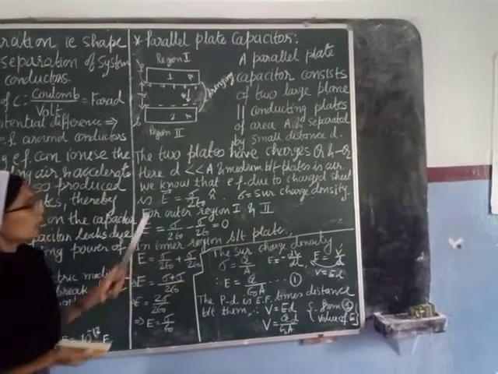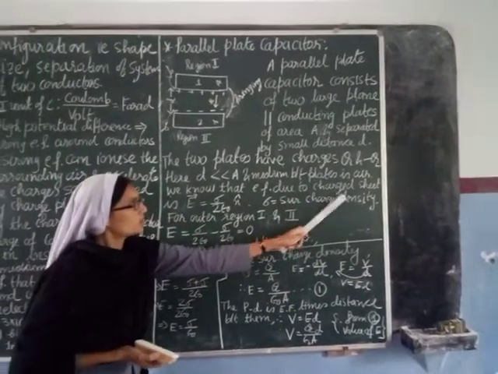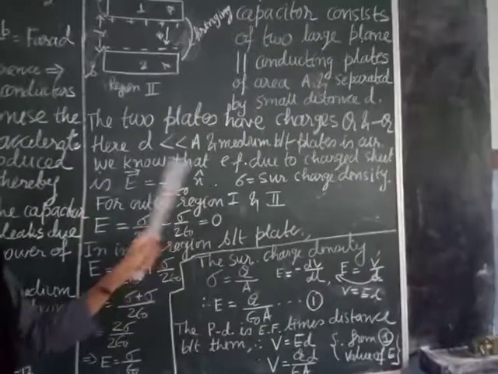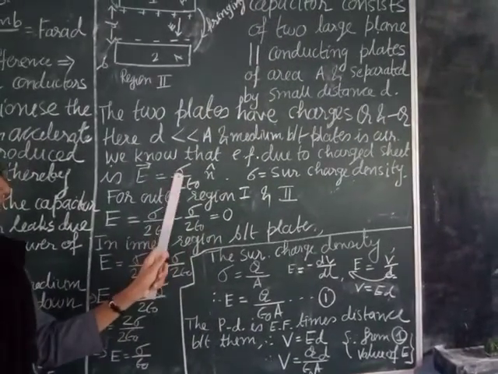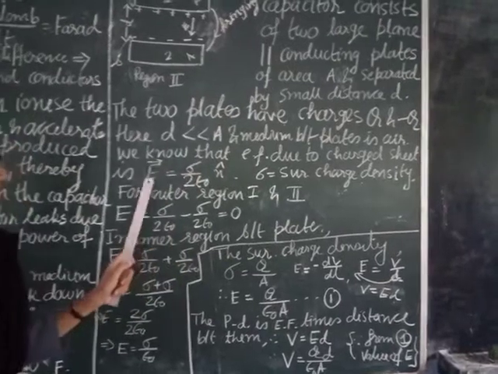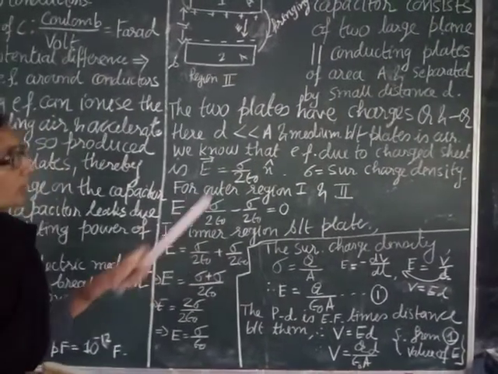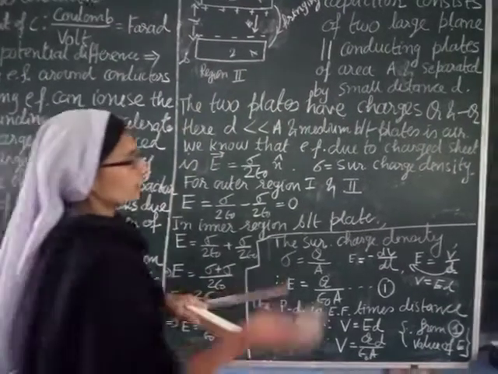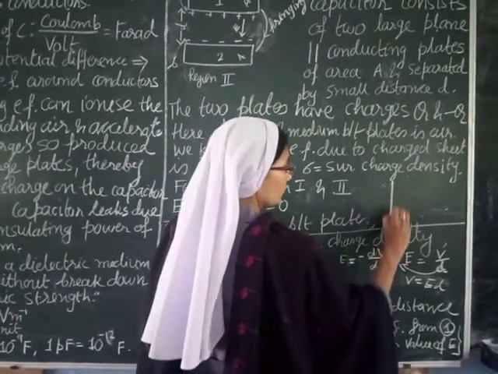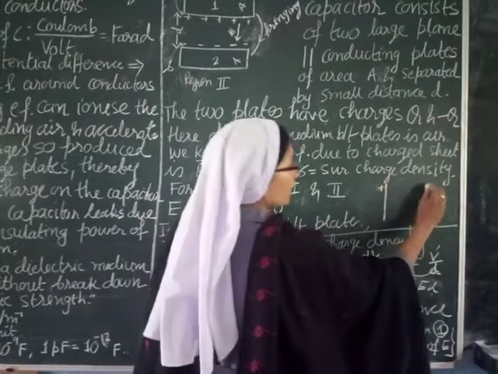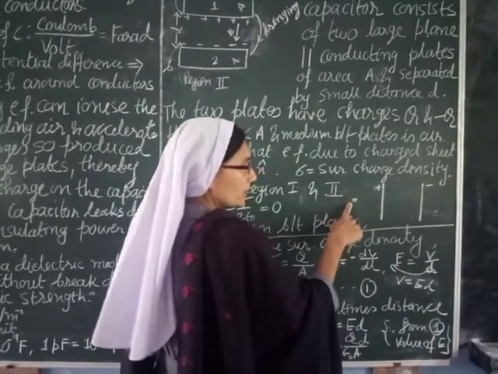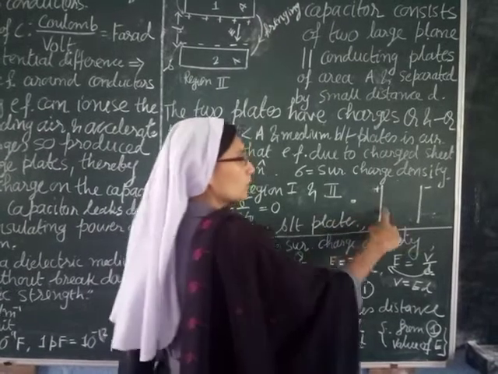Now we know that the electric field due to a charge sheet is equal to sigma by 2 epsilon naught n cap. This we have done in chapter 1, and sigma is the surface charge density. Now we have to calculate it in region 1, region 2 and here in the middle. Suppose this is my positively charged plate, and this is my negatively charged plate. This is my region 1. I want to consider what the electric field is here because of both plates.